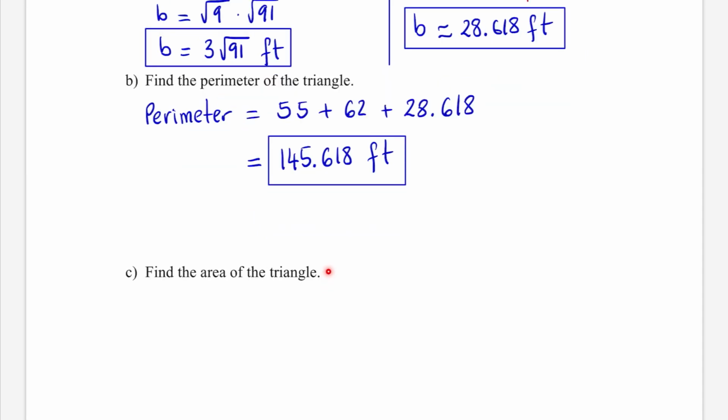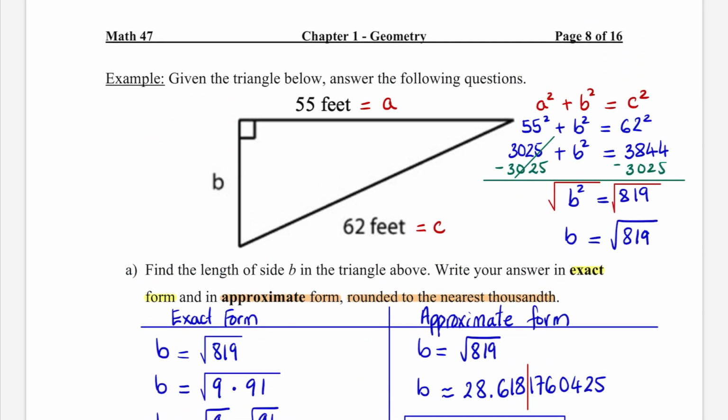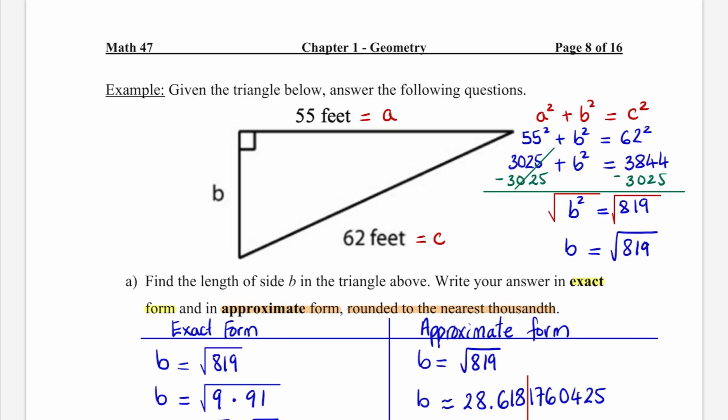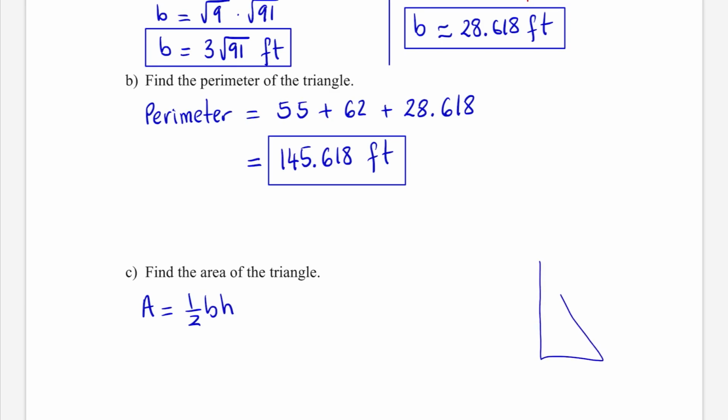C, find the area of the triangle. So the formula for the area of a triangle is 1/2 times base times height. So if I go back to my triangle here, the way that they place the triangle, it has no base. So I'm going to rotate it so that this becomes the base. I'll just rotate the triangle so that this is on the ground. So this is 28.618. This is 55, and this is 62.